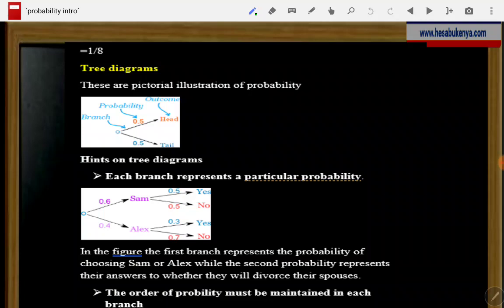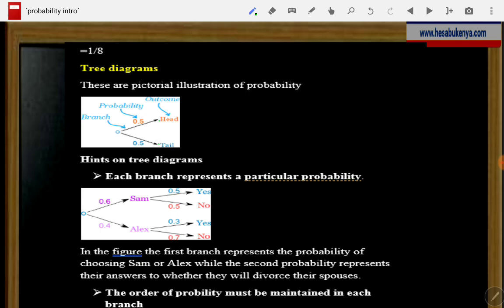Next, we will discuss the concept of tree diagrams. Now, tree diagrams are pictorial illustrations of probability. So as you can see, we have branches, and on the branch we have the probability, and then at the end we have the outcomes, which in this case are the head and the tail.